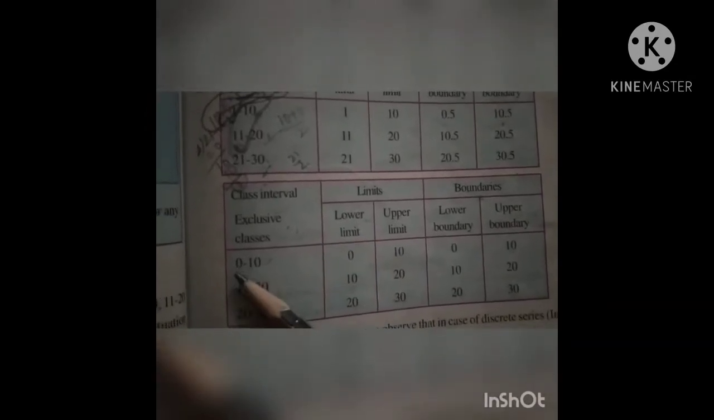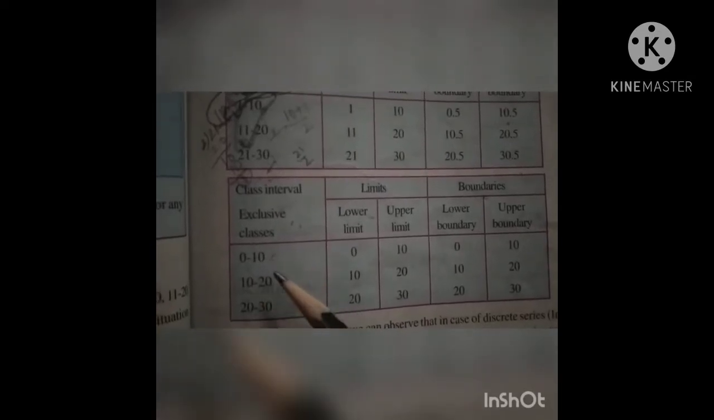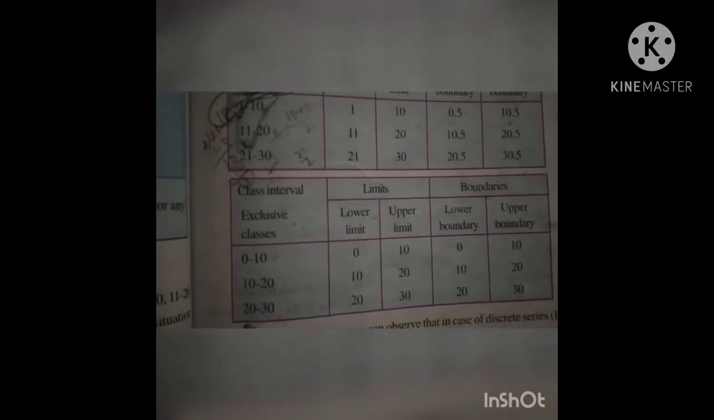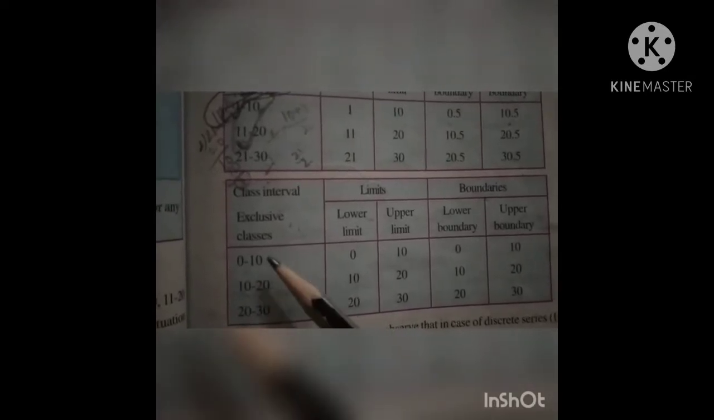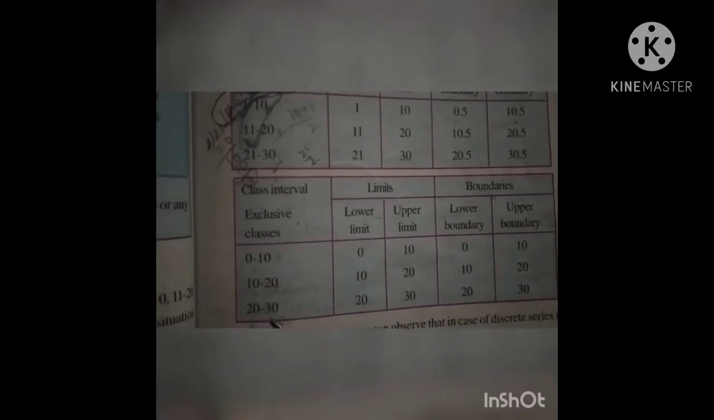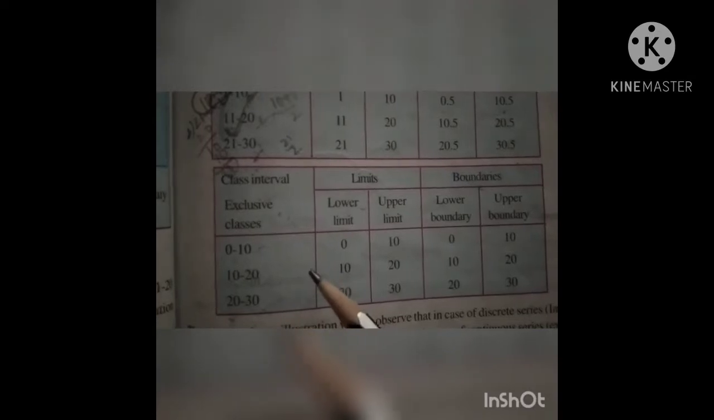Limits are the upper limit and the lower limit. The left side values are all lower limits, and the right side values are upper limits. So 0, 10, 20 are lower limits and 10, 20, 30 are upper limits. These are limits. At the same time, there are boundaries also.